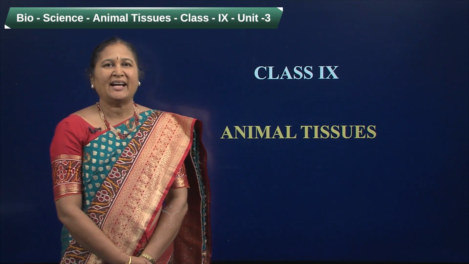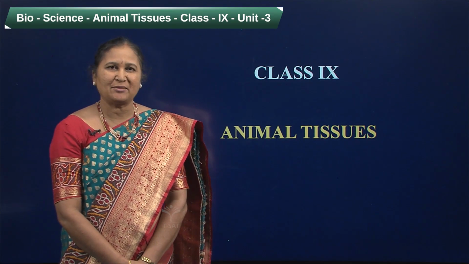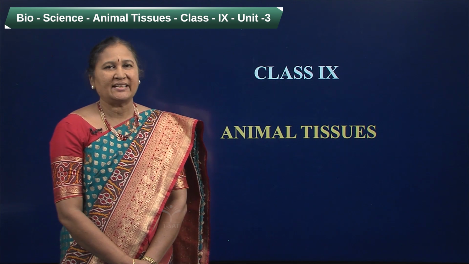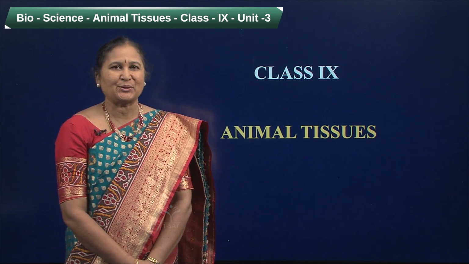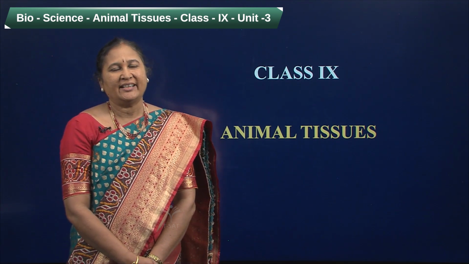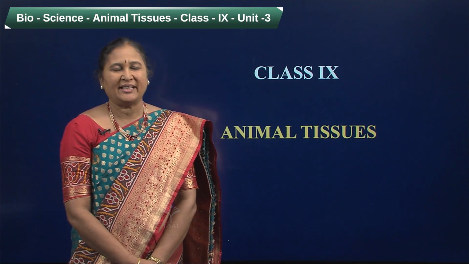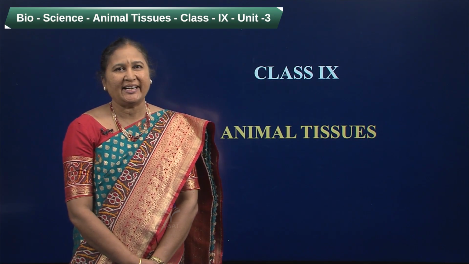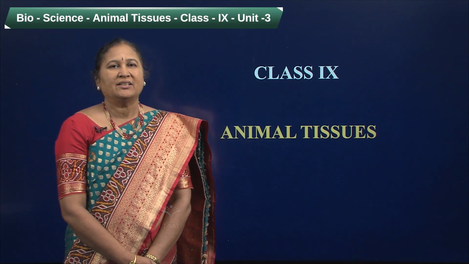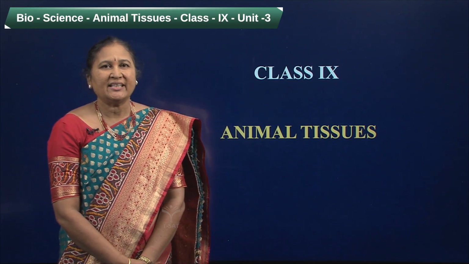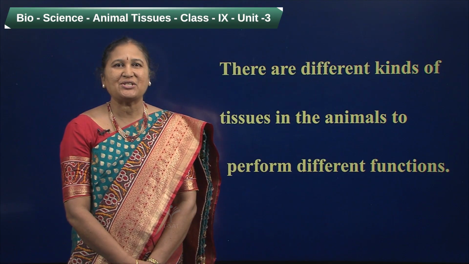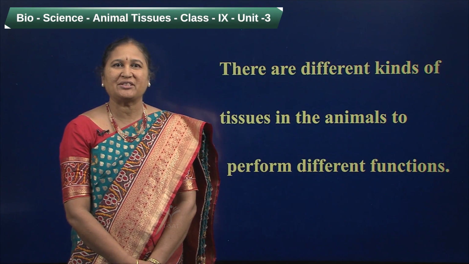And we know that animals move from one place to another place. Animals are living things. There are so many parts in their bodies, externally and also internally, and there are so many organ systems also in their bodies. How are these organ systems coordinated in their bodies? We should know about the various types of tissues in animals. There are different kinds of tissues in animals to perform different functions.